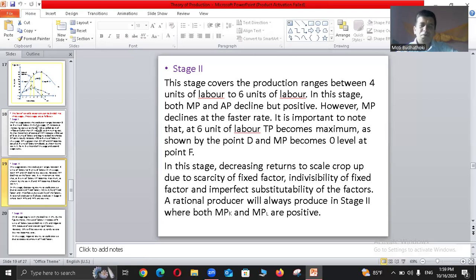A rational producer will always produce in stage 2, where both MPK and MPL are positive. Marginal product of capital and marginal product of labor are both positive in stage 2.